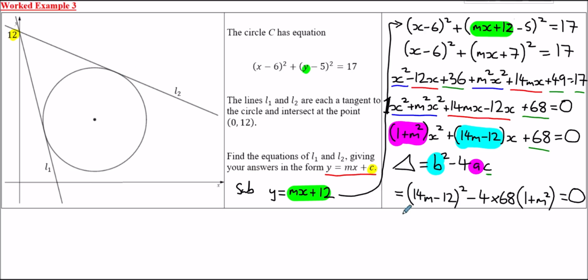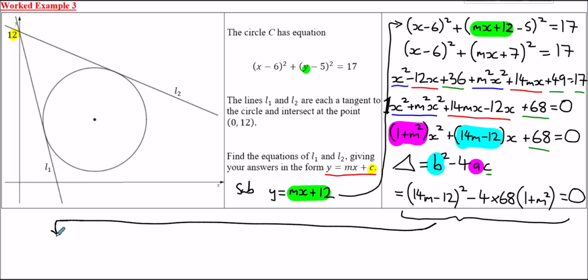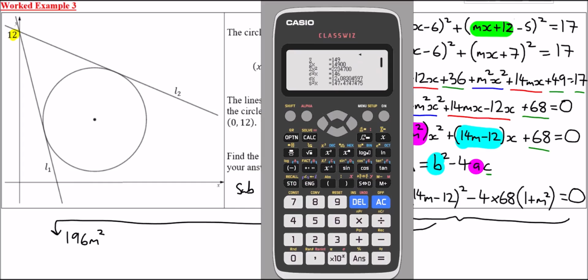So I'm just going to take this here and move, to give myself more space, down here. So let's square out this 14m minus 12 bracket. So 14m minus 12 all squared. 14m squared will give me 196 m squared. 14 times minus 12 times 2, let's just check this on the calculator, shall we?